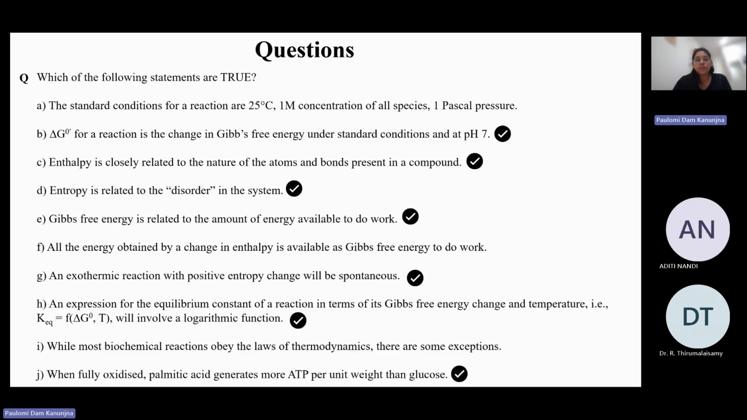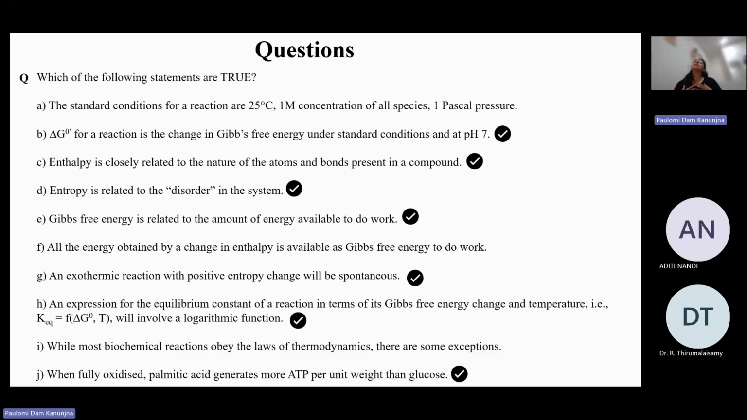Delta G naught for a reaction is basically the change in free energy under standard conditions and pH 7. C, you said wrong, and I think you also said it's wrong. C says enthalpy is closely related to the nature of the atoms and bonds present in the compound, and that was correct, wasn't it? We discussed delta G is free energy, which is the amount of work available to be done. Delta H is enthalpy. Enthalpy is intrinsic to the product and the reactant, and that is determined by the nature of the atoms and the chemical bonds that the compound has.